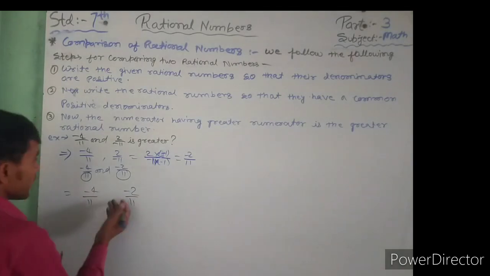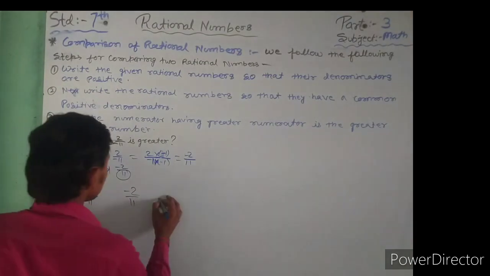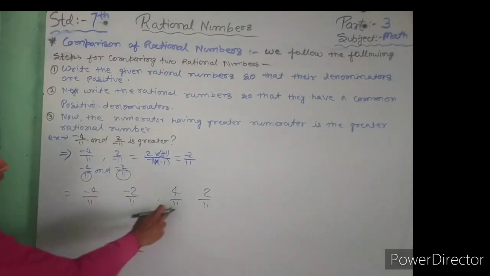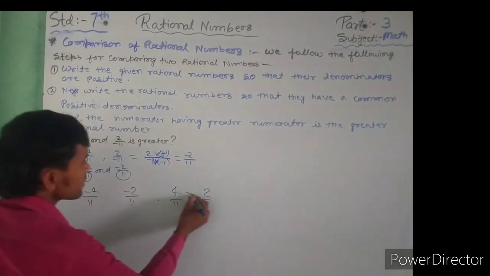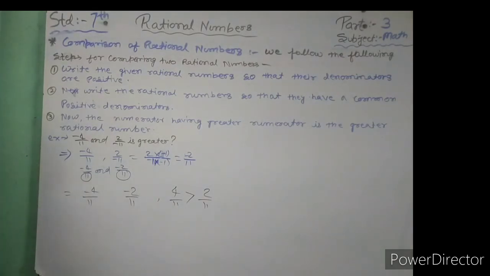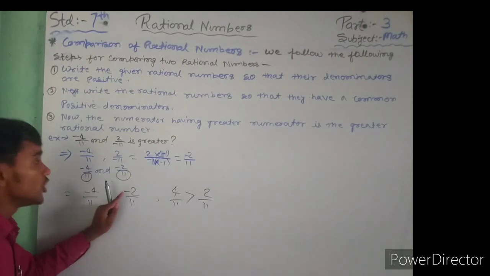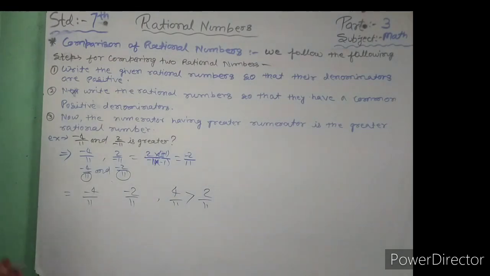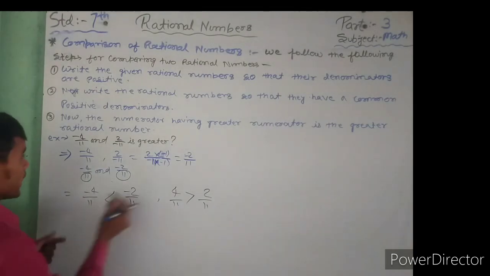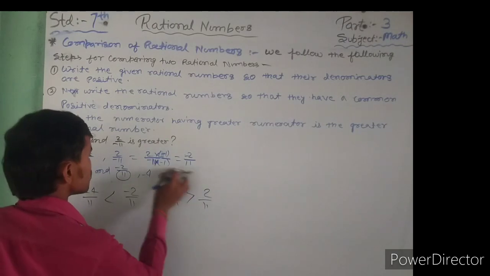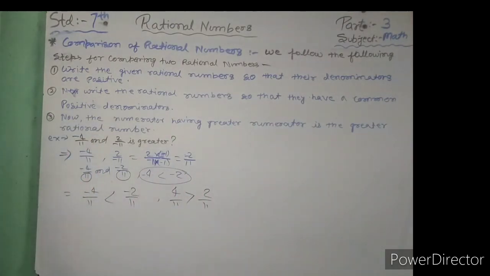So my dear students, normally which number is greater, that is the greater number. But here, when the numbers are negative and the denominators are the same, the numerator which is less, that number is greater. So you write here minus 4 and minus 2. Which number is greater? That's the comparison of the numbers.